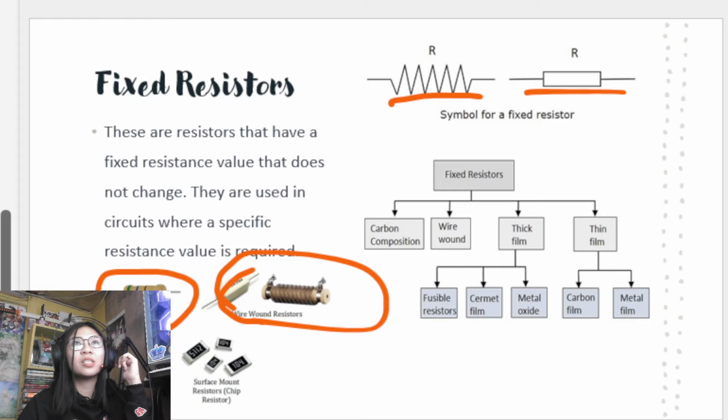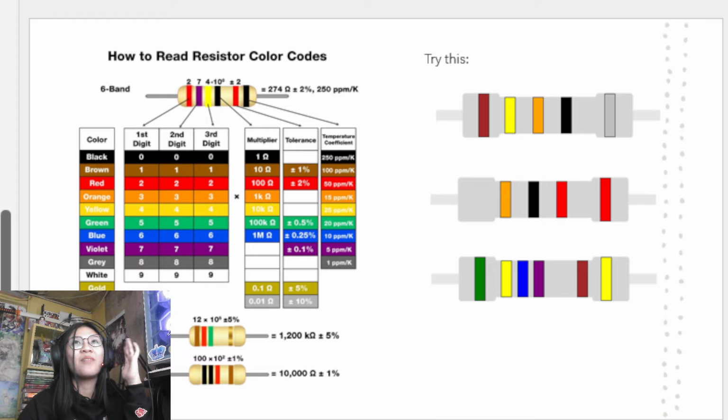Yes, fixed resistors like carbon resistors have these color codings. I will not dive deep into it, but yes, they have meanings. Each color, or what we call the bands, 6 band, 4 band, and 5 band, has meaning. And usually they tell you what their resistance is. So the colors tell you how much their resistance is. So that's what it means.